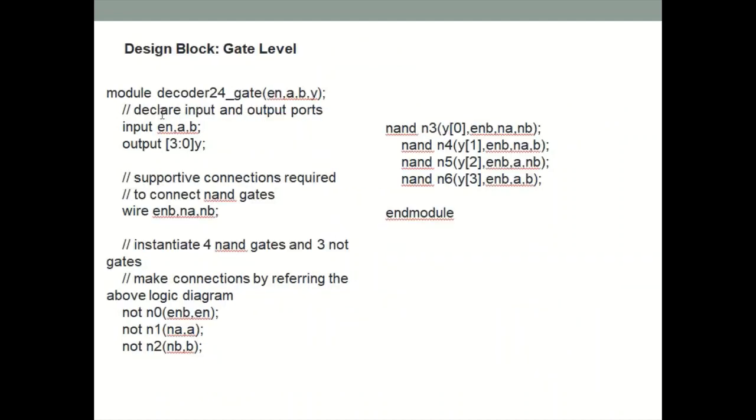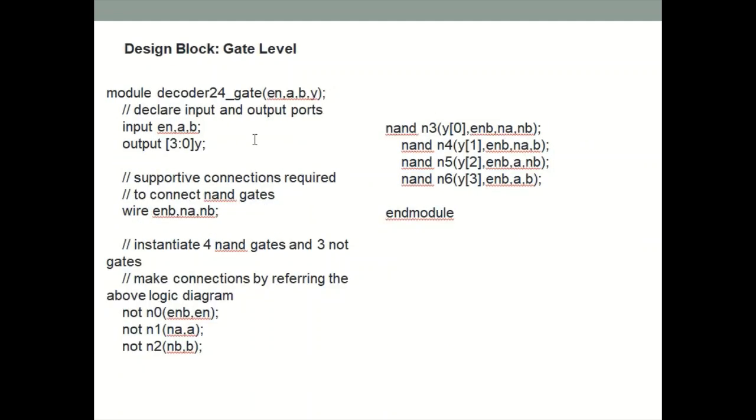Here let us go to the code of the 2:4 decoder using gate level modeling. We are going to first declare the module name, which is the 2:4 decoder, which has 3 inputs and 1 output. Here we are going to declare what the outputs and inputs are. The inputs are enable, A and B, and the output will be Y, which is an array. And we are going to use wires EN, AN and BN.